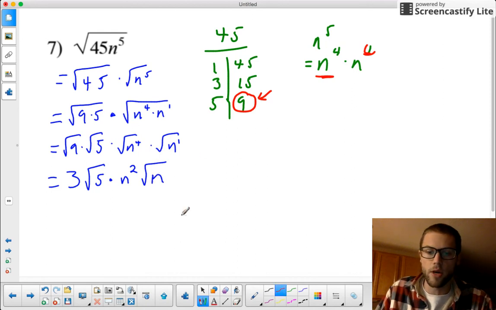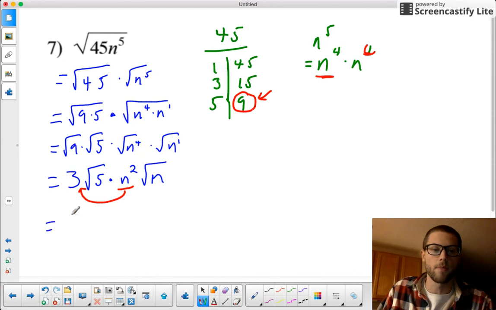And here's where the rearranging works. I'm going to move this n squared over between the 3 and the root 5, which is totally legal to do. I can move multiplication around in any order that I want. So we're going to call this 3n squared. And then I'm going to combine my radicals into one expression. This is the square root of 5 times n.